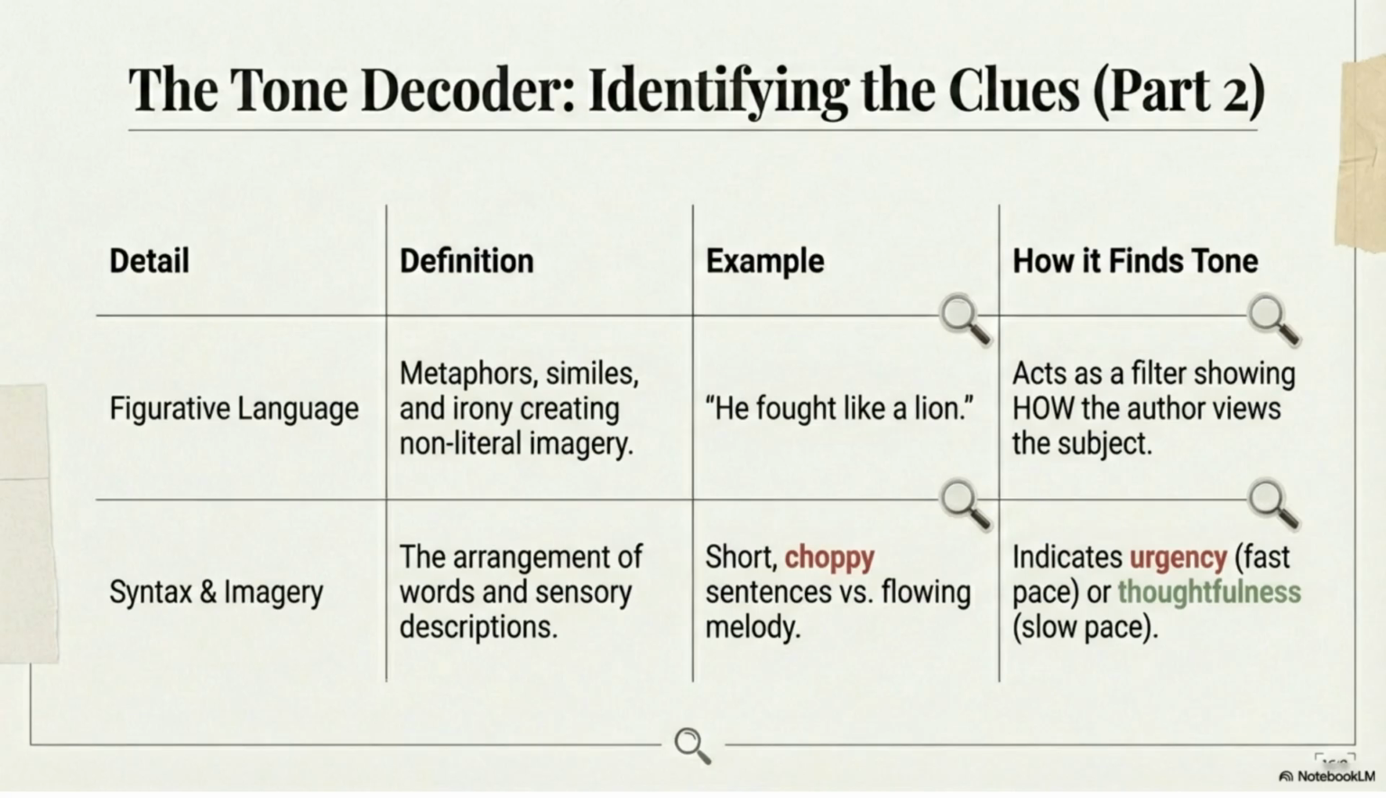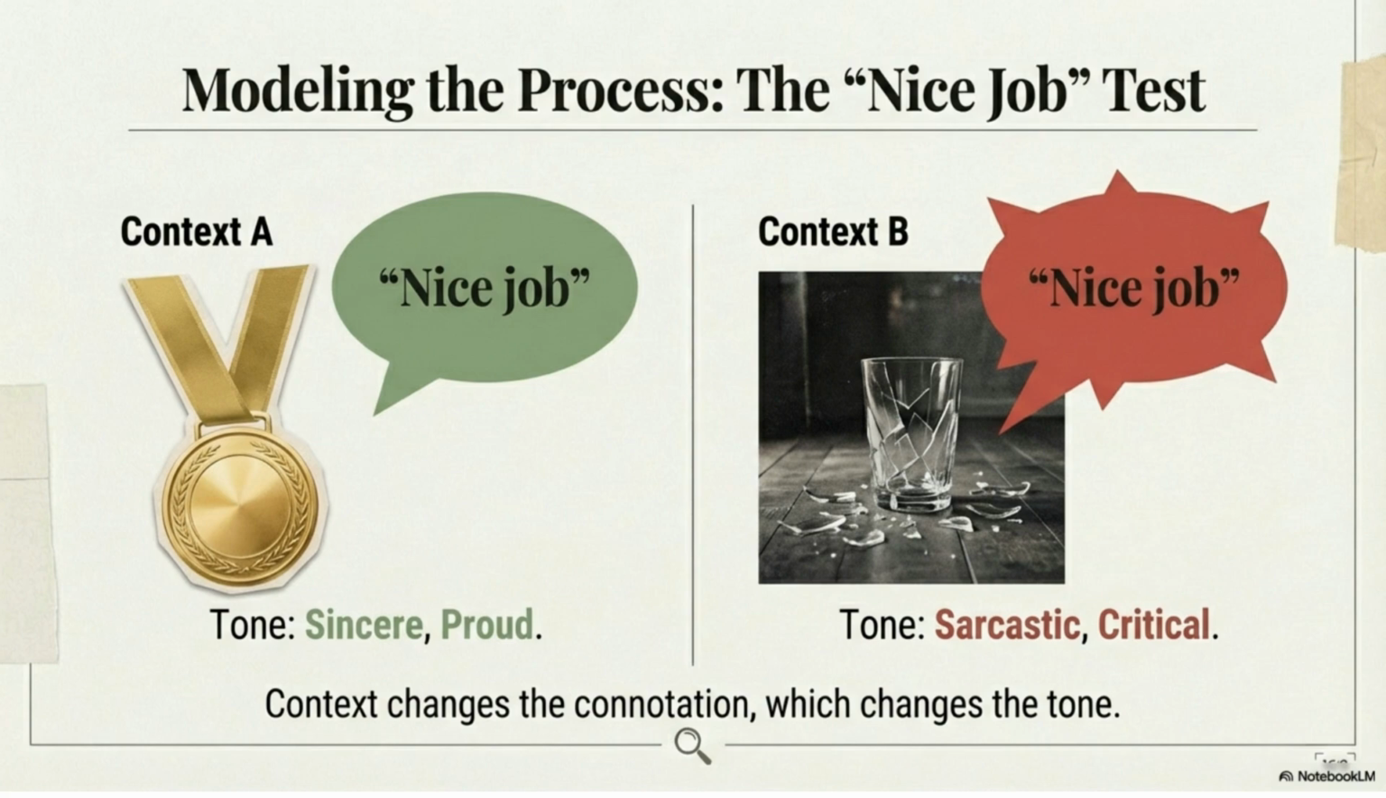Syntax and imagery focus on sentence structure and sensory details. Short, choppy sentences suggest urgency or tension, while longer, flowing sentences suggest calm or thoughtfulness. Together, these details help readers determine the author's attitude. Context can change the connotation of a word, and when the connotation changes, the tone of the text changes with it.